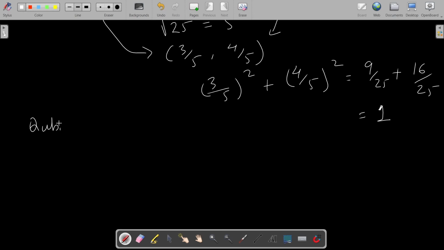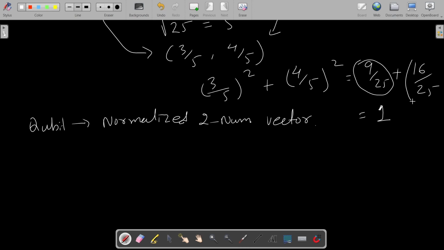What is a qubit? A normalized 2-number vector, and the squared magnitude of those numbers gives probabilities. If we add both of these, it becomes 1. That is the mathematical foundation of quantum computing.